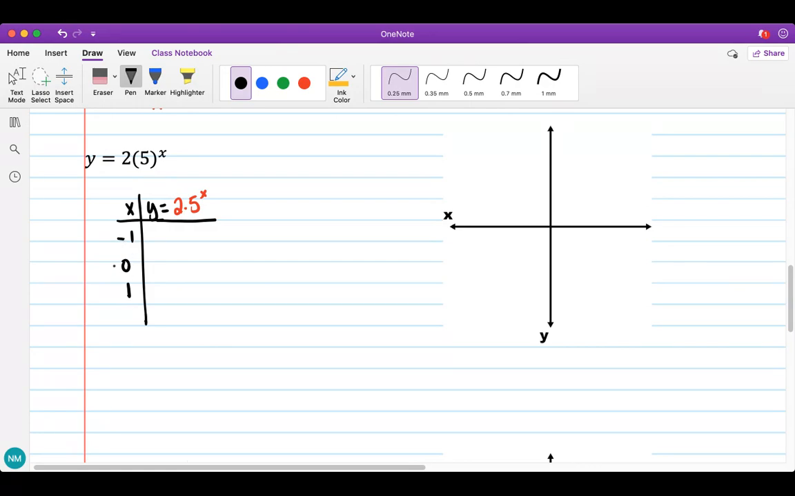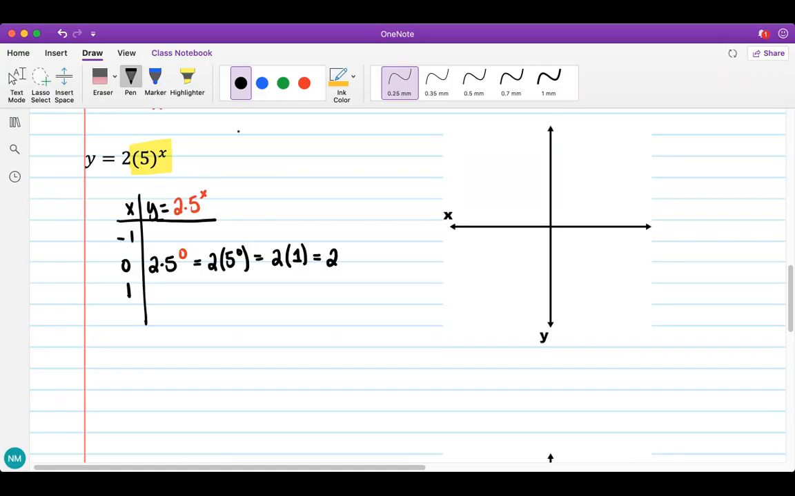So always start with 0. When I plug in 0, I get 2 times 5 to the 0 power. Now, order of operations. Do I do 2 times 5 first, or 5 to the 0 first? I'm going to do my exponent first. The exponent is only on the 5, not on the 2 also. And what is 5 to the 0 power? Anything to the 0 power is 1. So this is 2 times 1, which is equal to 2.